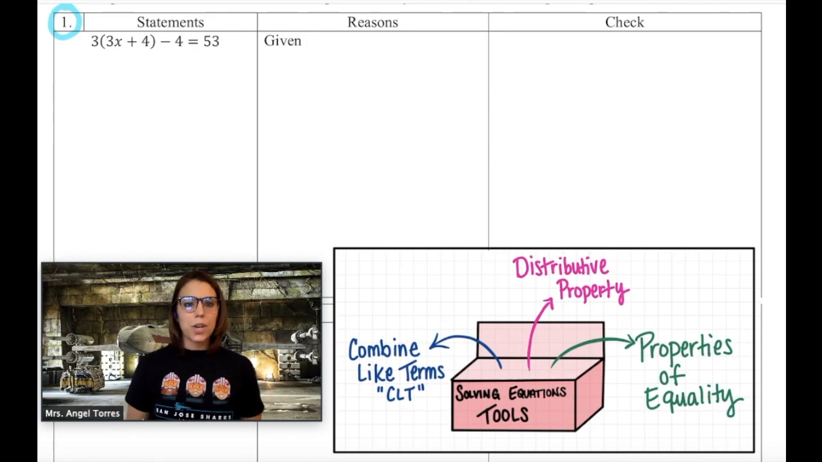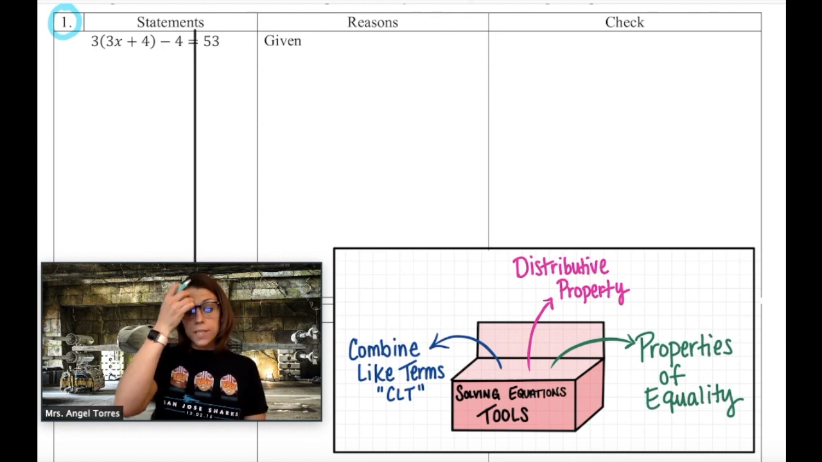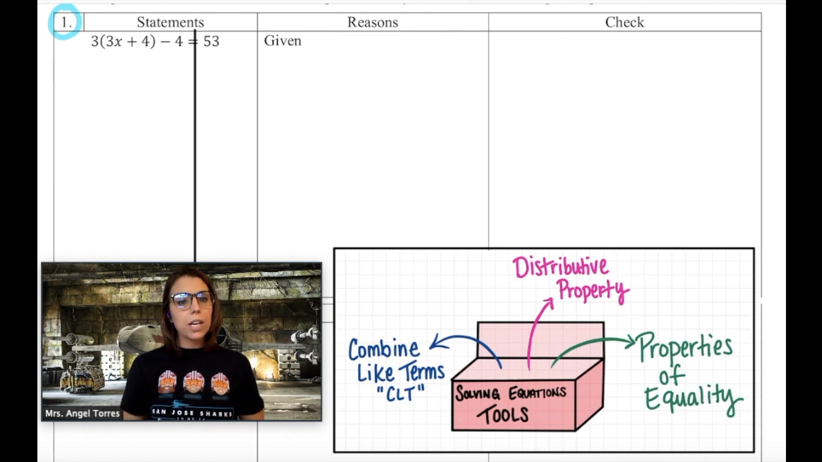Okay, let's get started. So number 1, we have 3 times the group of 3x plus 4 minus 4 equals 53. My first step, as always, is to put a line down the middle of my equal sign, and then I'm going to use the toolbox over here to figure out what tools we will be using.